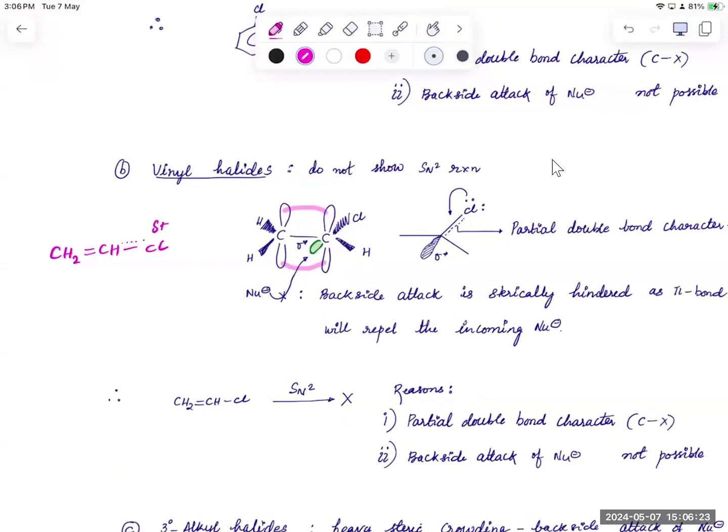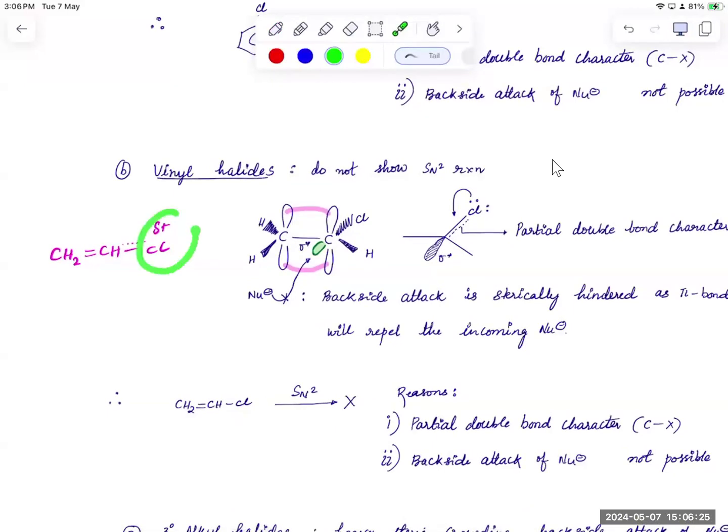Next, check out Cl minus. If it is connected to this carbon, it has a double bond character here. So that's why we cannot make a nucleophile attack on this carbon anymore. That's why you'll notice that the nucleophile is not able to attack here, because it is connected to chlorine directly.